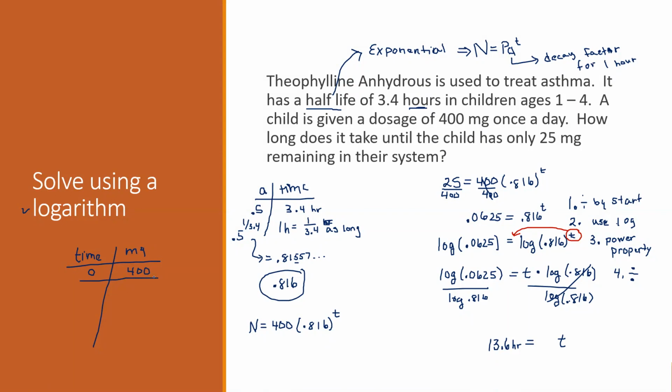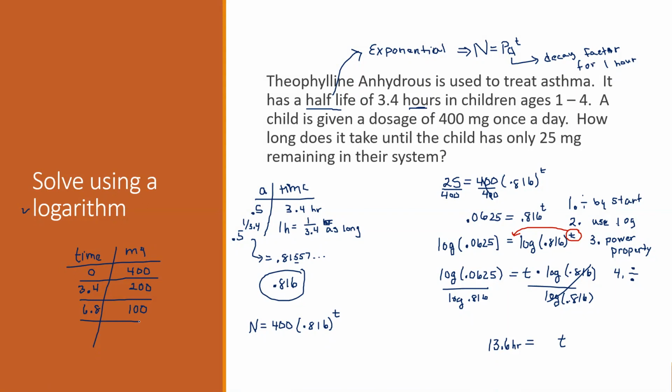And then it told us in the problem that if we go 3.4 hours, sorry about that, it will be half as much. So in 3.4 hours, it should be down to 200 milligrams. And then that idea of half-life means that if I would go another 3.4 hours, so then I'd be up to 6.8 hours, it would be half again, so it would be 100.